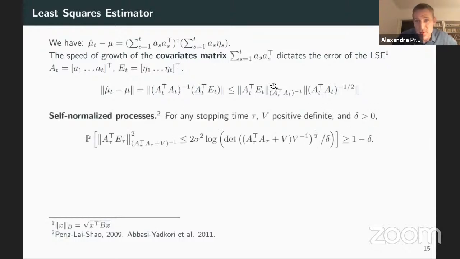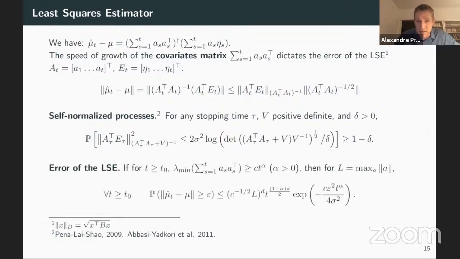So the first term here will be actually managed using a concentration result in self-normalized processes. So refer to Pena, Lai, and Shao's book for details, and also the paper by Abbasi-Yadkori et al. in 2011, that was one of the first to use this analysis in the case of linear bandit. So essentially, to bound this term, we use these self-normalized processes concentration inequalities. And using this, and using the fact that we can control the smallest eigenvalue of the covariate matrix. So we assume here that lambda min of the covariate matrix is bigger than C T to the power alpha, square root of T, for example. Then we can have a concentration result for the least square estimator by combining these two things.